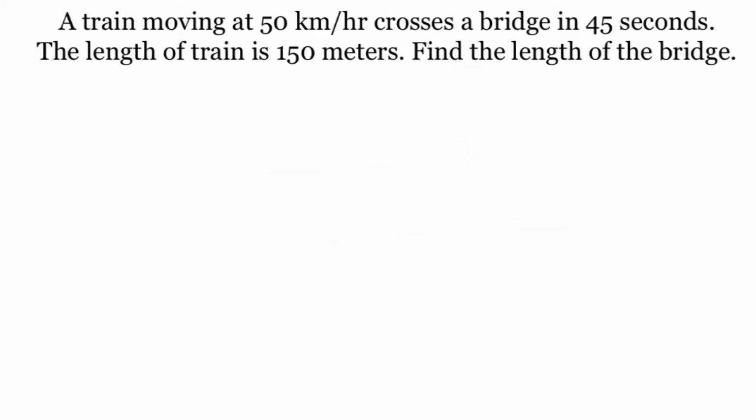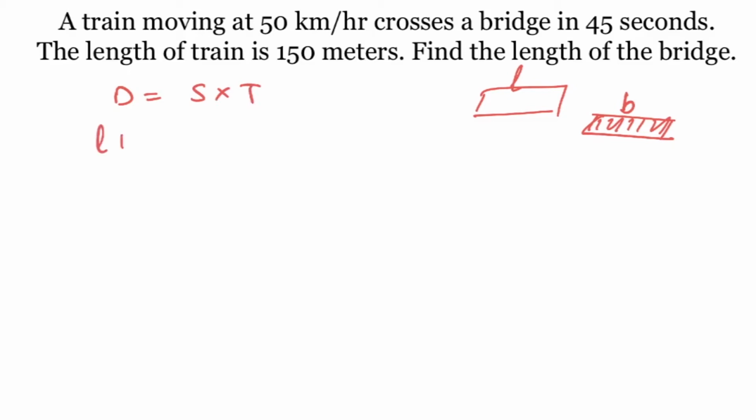A train moving at 50 kmph crosses a bridge in 45 seconds. If length of train is 150 meters, find the length of bridge. A train crossed a bridge. Length of train is given. Length of bridge is required. That is distance. Distance formula is speed into time. Distance, length of train plus length of bridge, is equal to speed of train, 50 kmph into 5 by 18 meters per second, into time period 45.